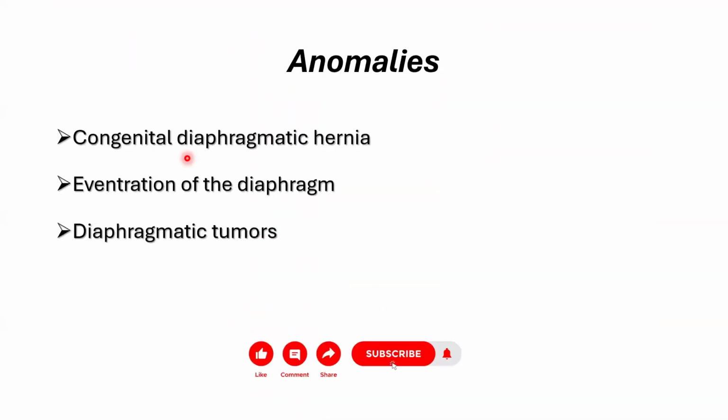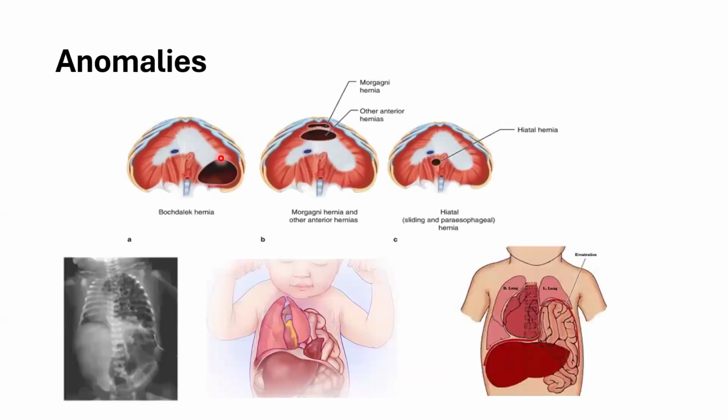In terms of anomalies, we need to appreciate that you have congenital diaphragmatic hernias, infiltration of the diaphragm, and diaphragmatic tumors. Let's appreciate them in terms of structures. You can see various hernias here. We can have Bochdalek hernias. Remember the foramen of Bochdalek here, so you can have hernias coming through this Bochdalek foramen.